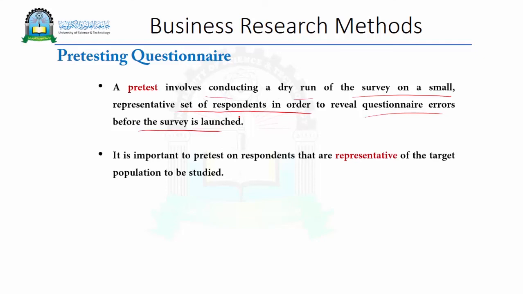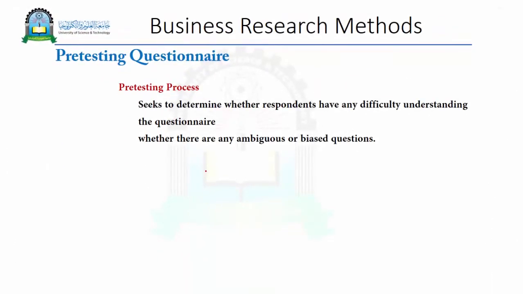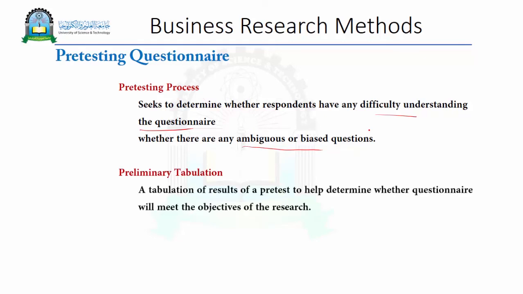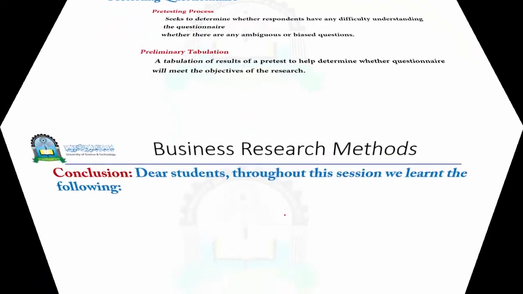It is important to pre-test on respondents that are representative of the target population to be studied. The pre-testing process seeks to determine whether the respondents have any difficulty understanding the questionnaire. And this is what we talked about last time, which is the face validity. So the potential or representative respondents are going to read and tell the researcher whether some of the questions are not clear, or whether there are any ambiguous or biased questions, so they can be changed. Preliminary tabulation of results of the pretest helps determine whether the questionnaire will meet the objectives of the research or not, and this is also very, very important.